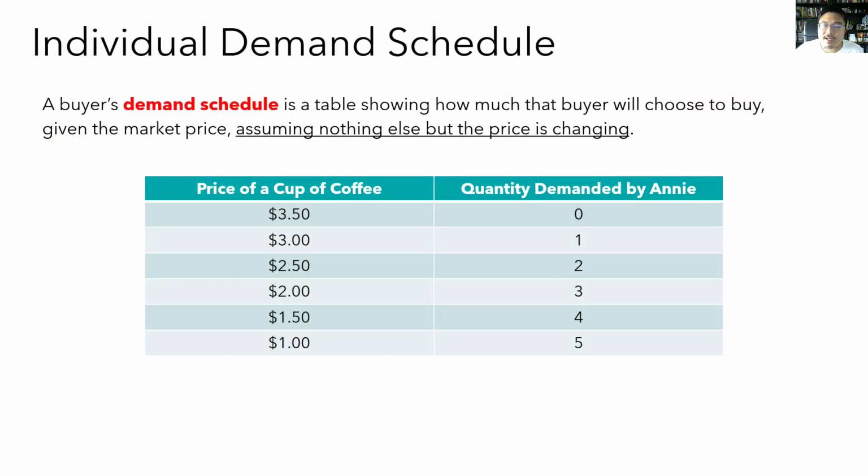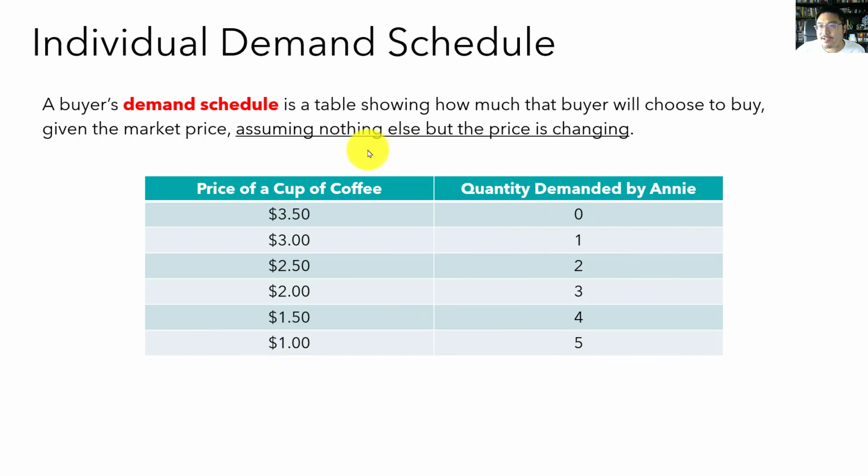All right, so let's start talking about supply and demand, finally. And we're going to start by talking about demand, all right? And we're going to start by talking about what's called an individual demand schedule, okay? So for an individual buyer, their demand schedule is a table that shows how much this buyer is going to buy, given the market price, assuming nothing else but the price is changing, right? So it's a table that's going to list a bunch of different prices, and for each price, it's going to show how much the person is going to want to buy. And so this is the demand schedule for a hypothetical person named Annie.